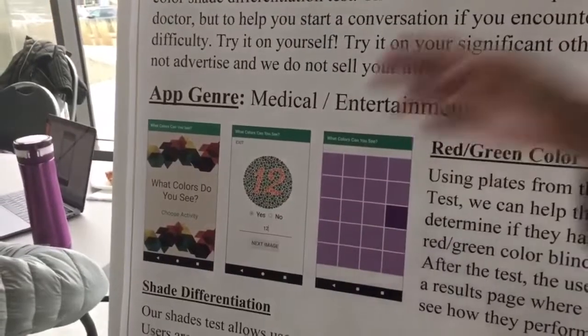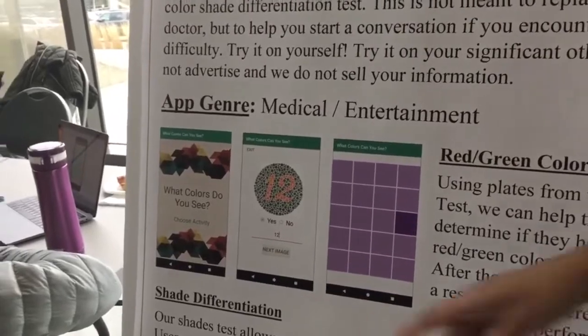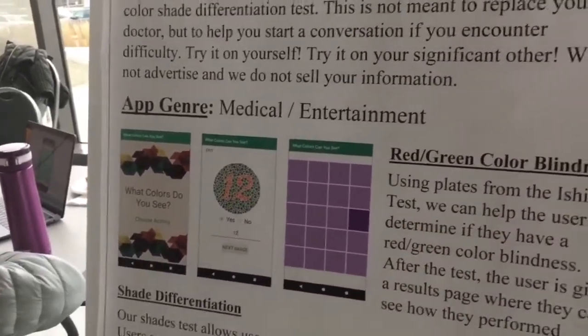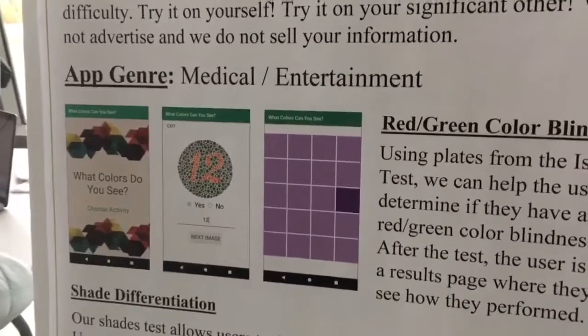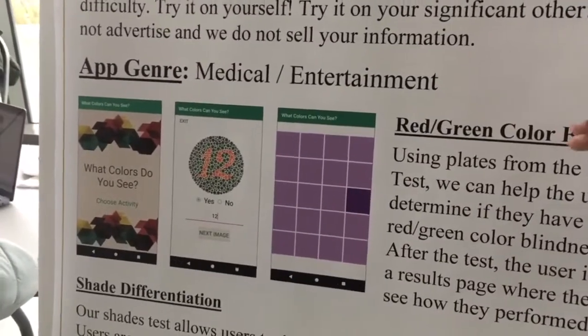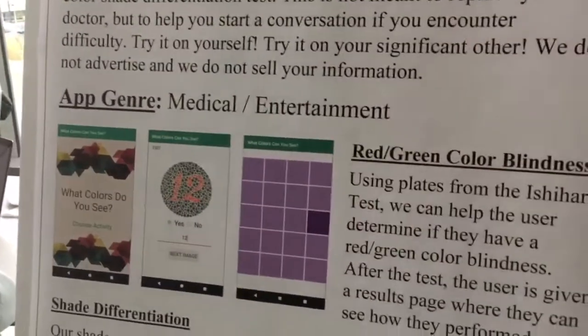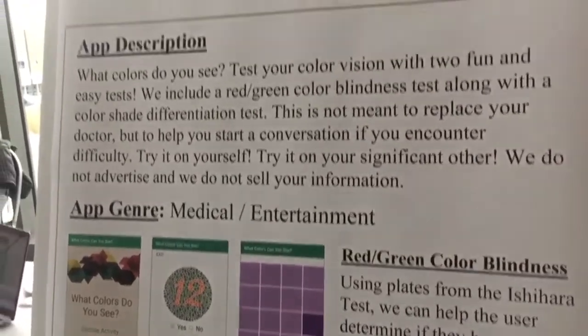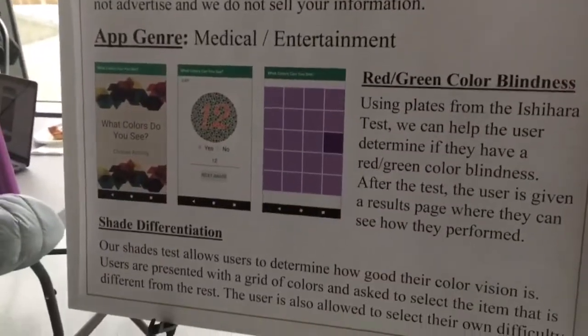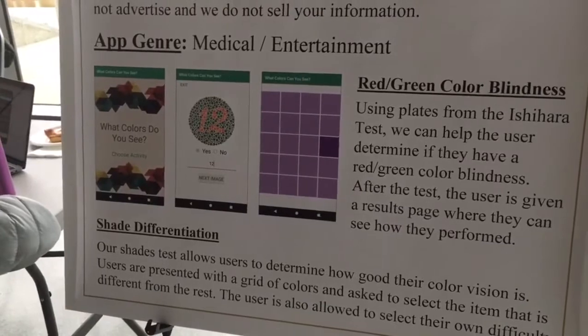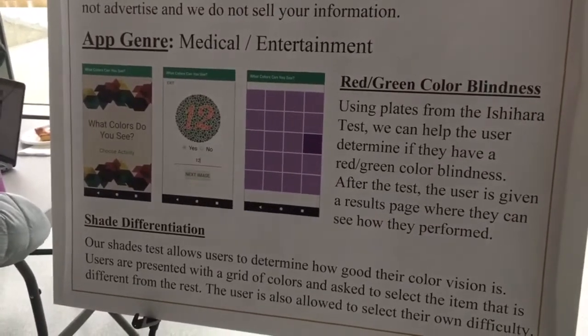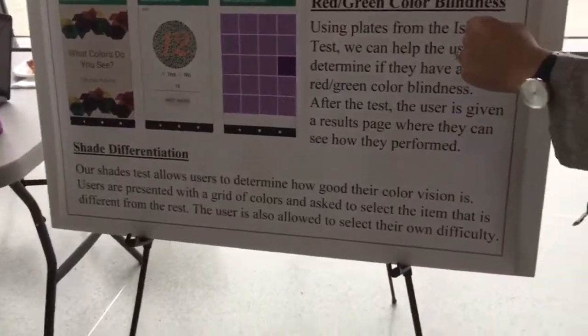One of the numbered plates, the red-green plates, is there to see if the user can actually tell the difference between numbers and colors in those plates. And if they do, they get to input the number. If not, then they actually have that deficiency. And then at the end, it'll show the results of the correct answers versus the wrong answers. And then the second activity is the shades green colorblind test.